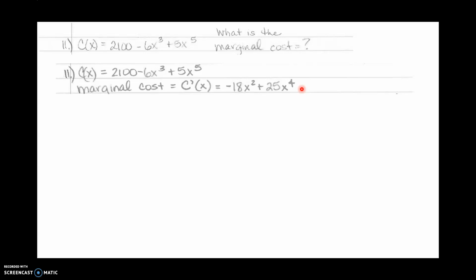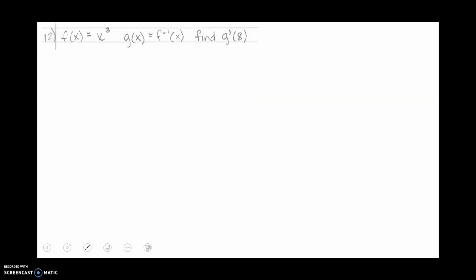And if they asked us to find the marginal cost at a particular value, I could plug that in. That is the rate of change of my cost. So that is just the cost of 1 unit at that production level. So if they said find the marginal cost at 100, and I plugged 100 into this, that would tell me the cost of making each individual unit when I'm making 100 of them.